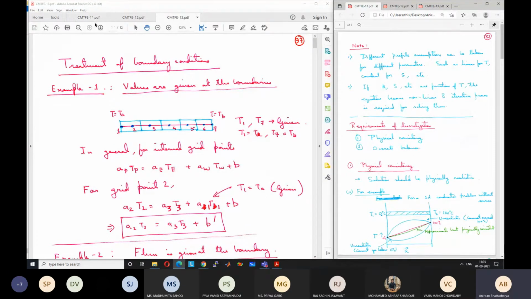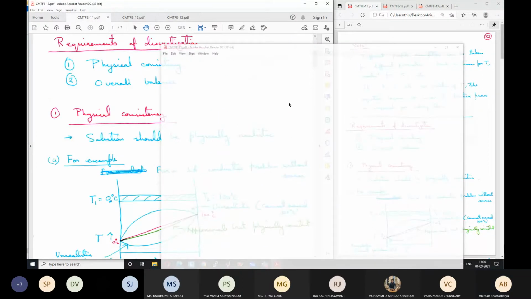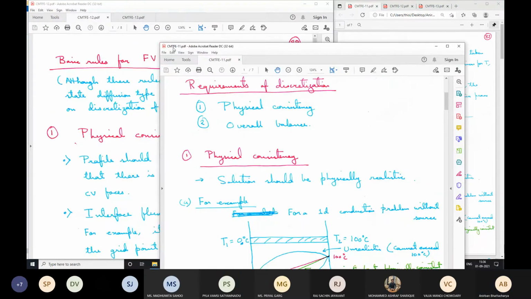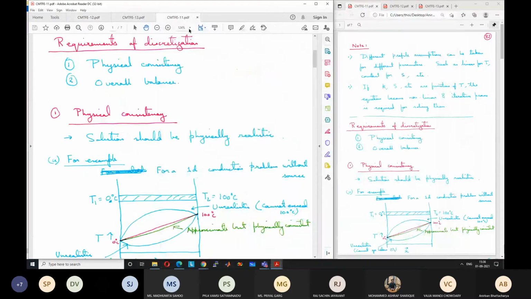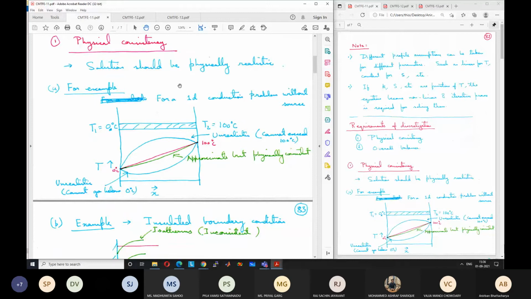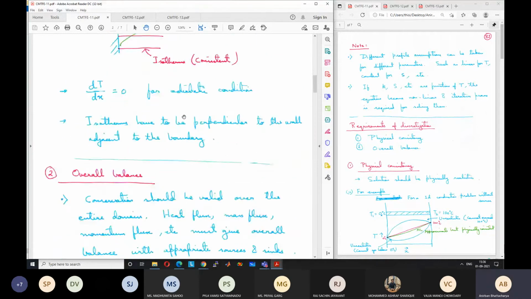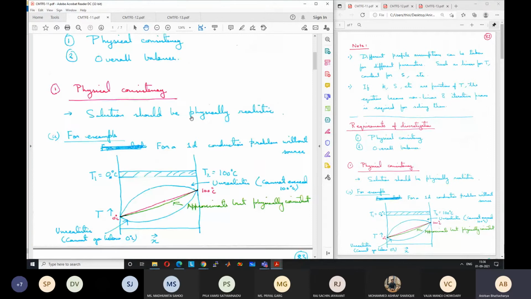So we will continue our discussion. Let us see where we were. So we had discussed this physical consistency and overall balance.